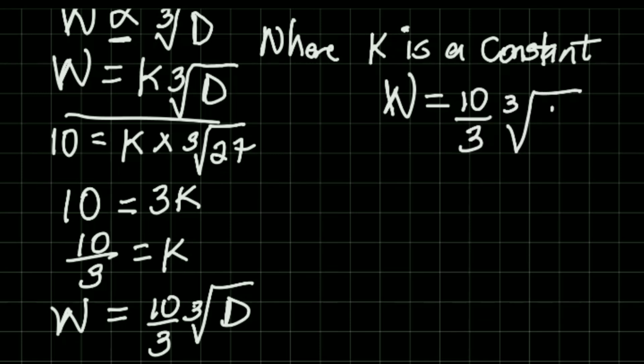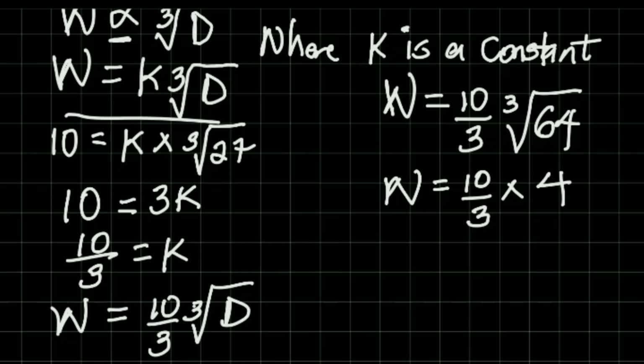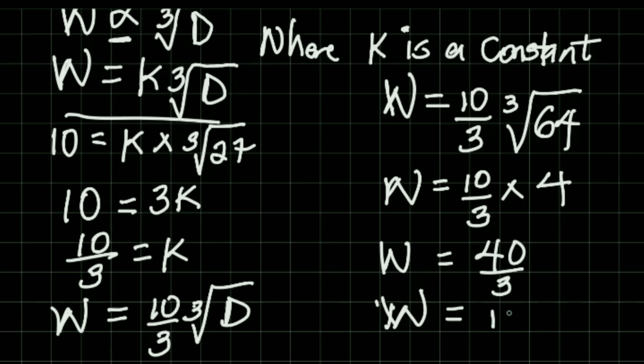So we substitute the value of D as 64. So we have W equals 10 over 3 times, what is the cube root of 64? And that is 4. Cube root of 64 means what I'm going to multiply by itself 3 times that will give you 64, and that's 4. 4 times 4 times 4, 64. So W equals 40 over 3. 3 in 4, that's 1, remainder 1. So we have this as 13 whole number 1 over 3. And that's the value of W.